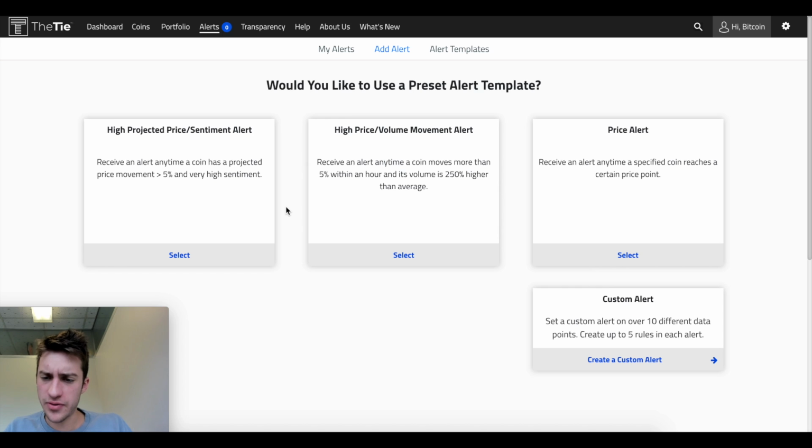Oh, this is cool. I've never seen this before. What is it? Would you like to use a pre-set alert template? Receive an alert anytime a coin moves more than 5% within an hour. Receive an alert anytime a coin is projected in a very high sentiment. Yeah, these are cool things. All right, let's go back to what I did promise. Let's look at the sentiment of a different coin.